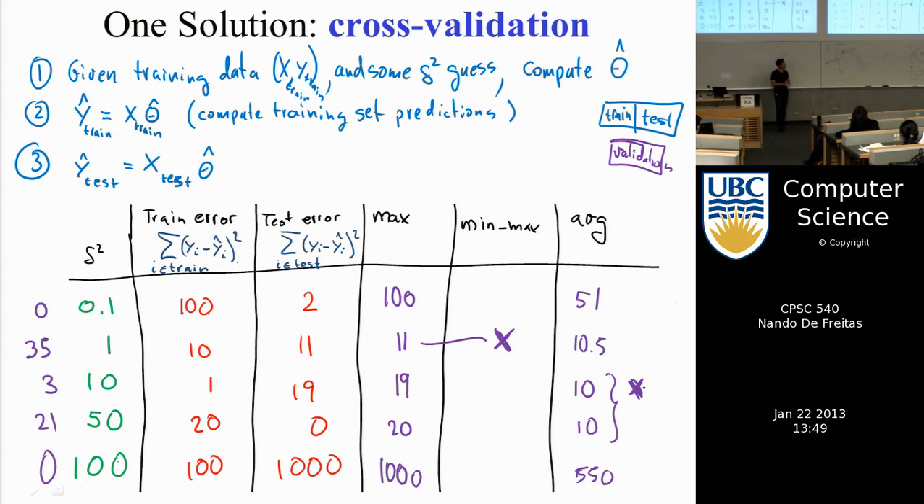So between 3 and 21, I would be very careful in choosing. Sorry, between 10 and 50. You might collect some more data.